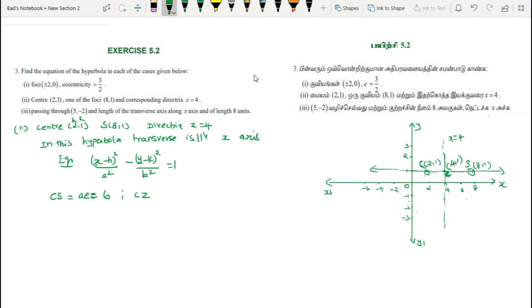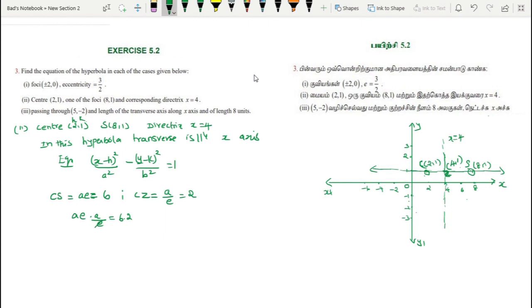And what is CZ? CZ, the distance from the center to Z, from here to here is 4, and subtracting 2 from this 4 gives 2. So which is equal to A by E. The distance from the center to the directrix is A by E. So A by E equal to 2. So AE we know, A by E we know, multiply both. So AE into A by E equal to 6 into 2.